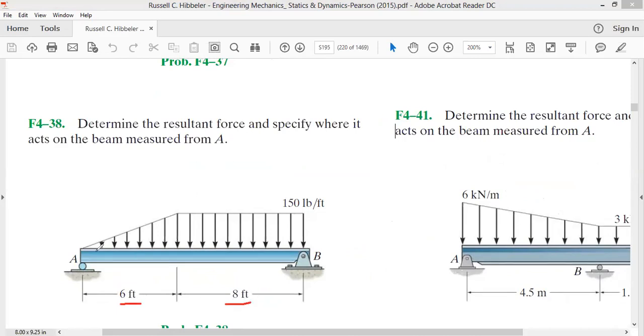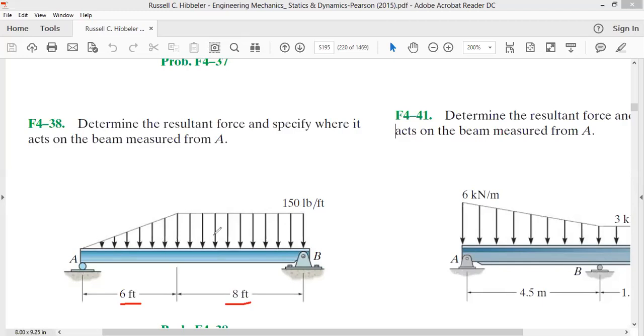The load to which this beam is subjected is a trapezoidal type of load. It's a load in the form of a trapezium, because you have two parallel sides and two non-parallel sides. Now we have been asked to reduce this load, find the resultant force and specify where it acts on the beam measured from A. That is, we have to replace this total load by a single load.